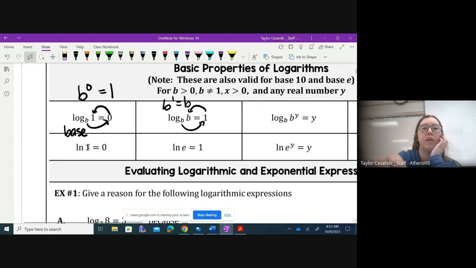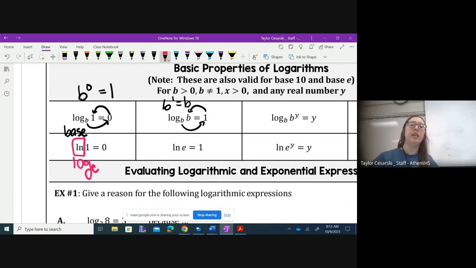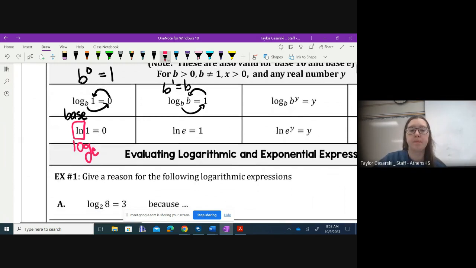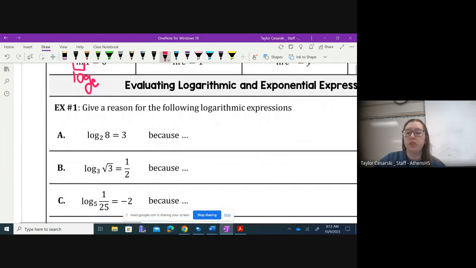Now, something you have not seen before is this ln. ln, you do need to be able to recognize from this point on, that's just a log with a base of e. Remember, e is that irrational number. It's about 2.718. It goes on and on forever and ever, just kind of like pi. So if you see ln, it's also referred to as a natural log, and it's just a log with a base of e.